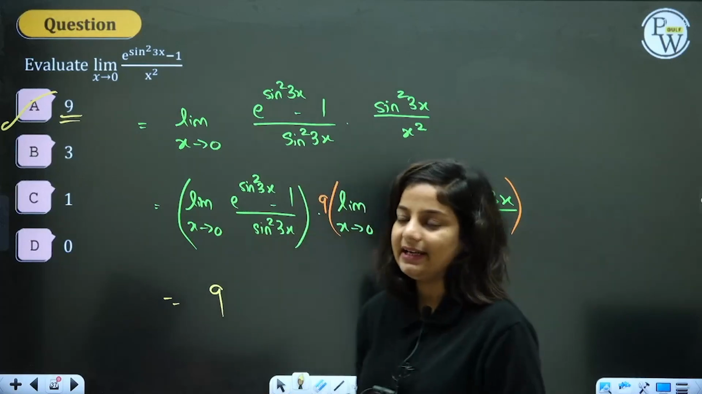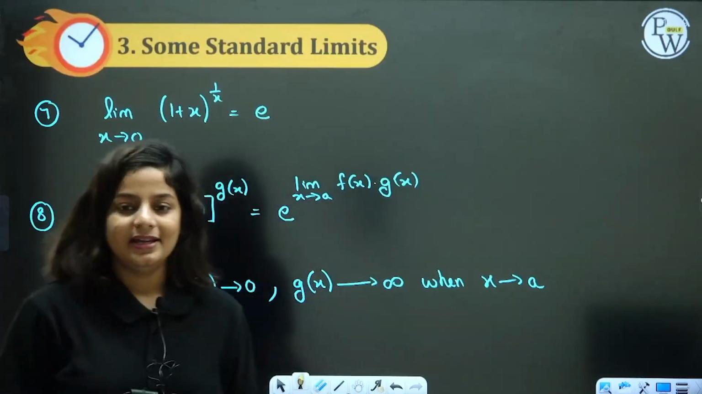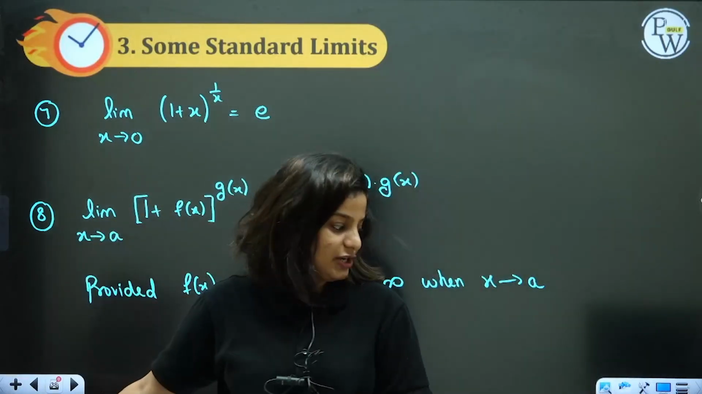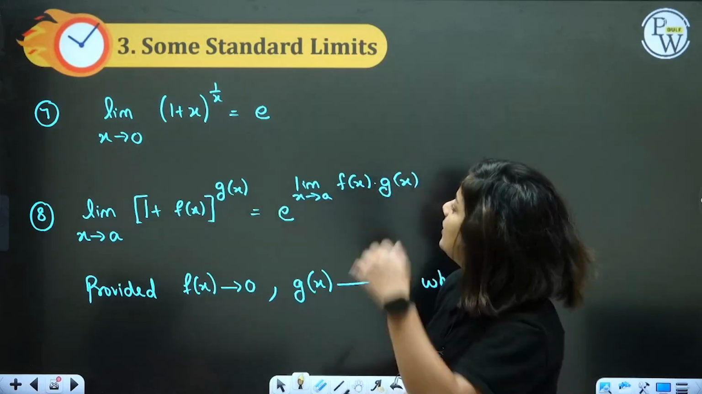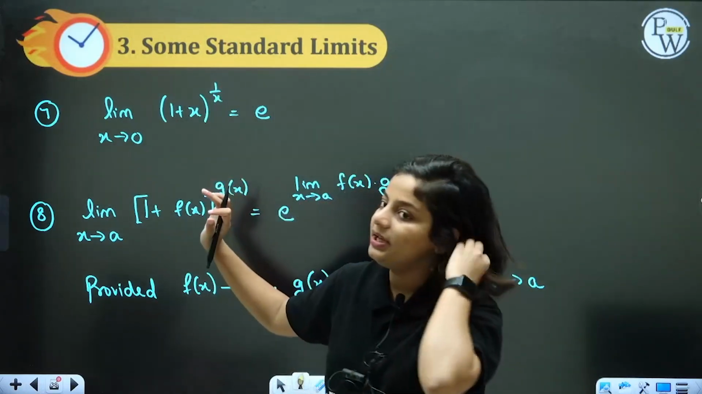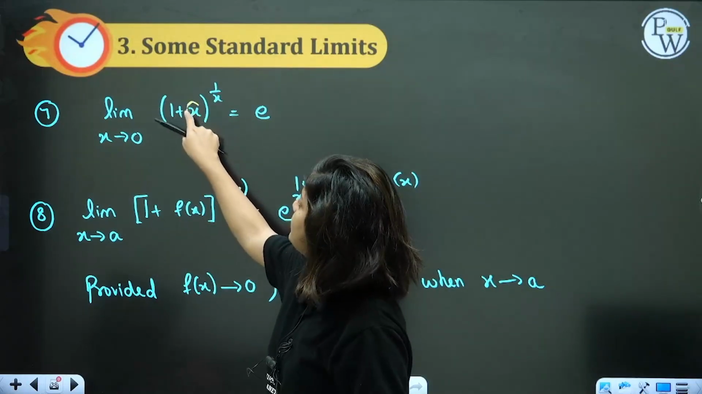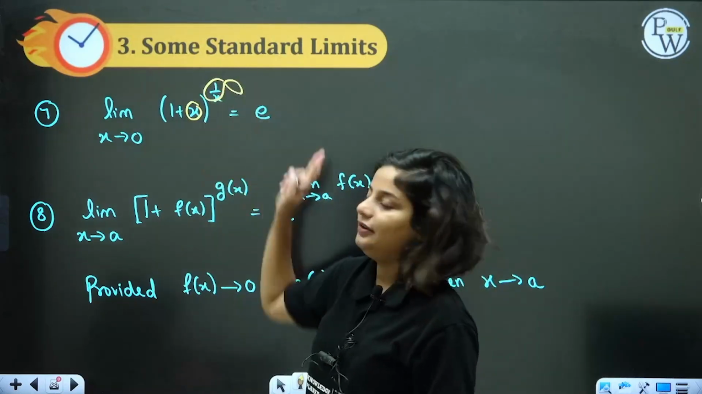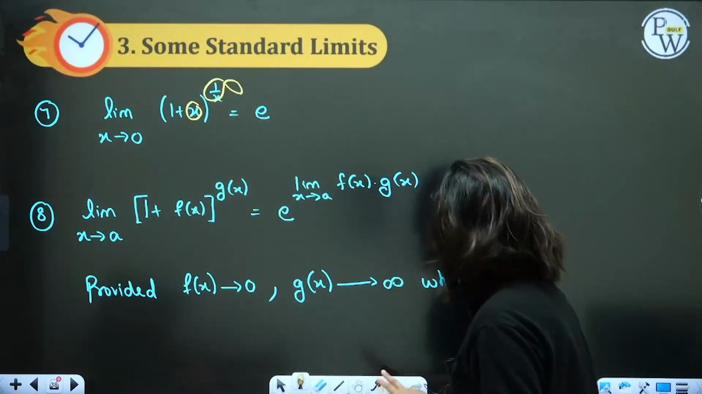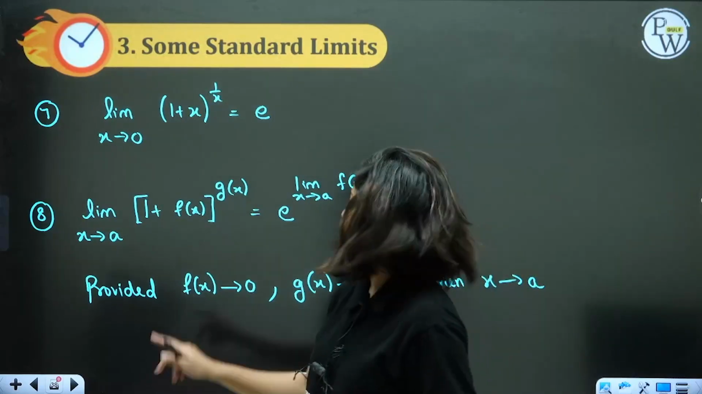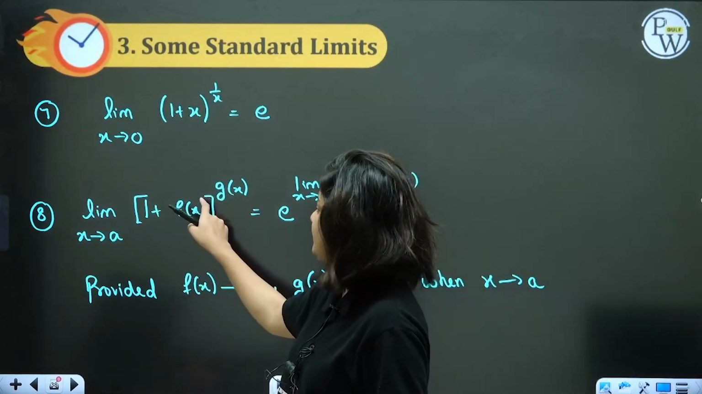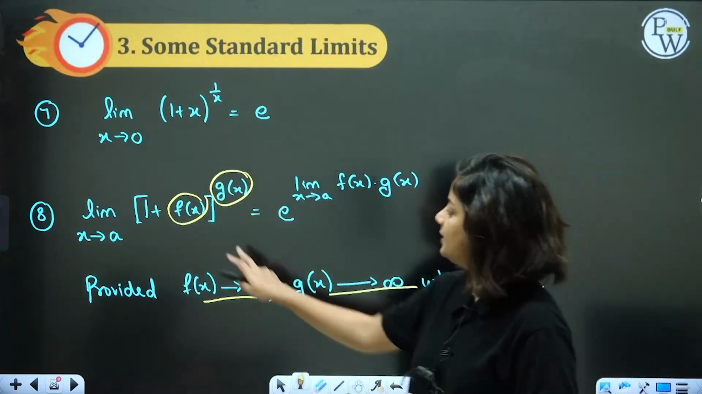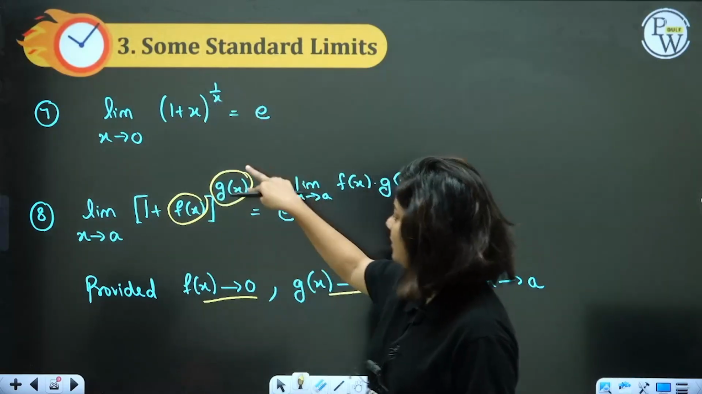Understood? Getting it? Great. Next, the last set of formulas, 7th and 8th. Limit x tends to 0, 1 plus x the whole raised to 1 by x will be e. Now, if x is tending to 0, can you see this term is 0 and 1 by 0 is infinity? So the same format: if you have 1 plus f of x raised to g of x, where f of x tends to 0 and g of x tends to infinity, this term should be 0, the power is going to infinity.